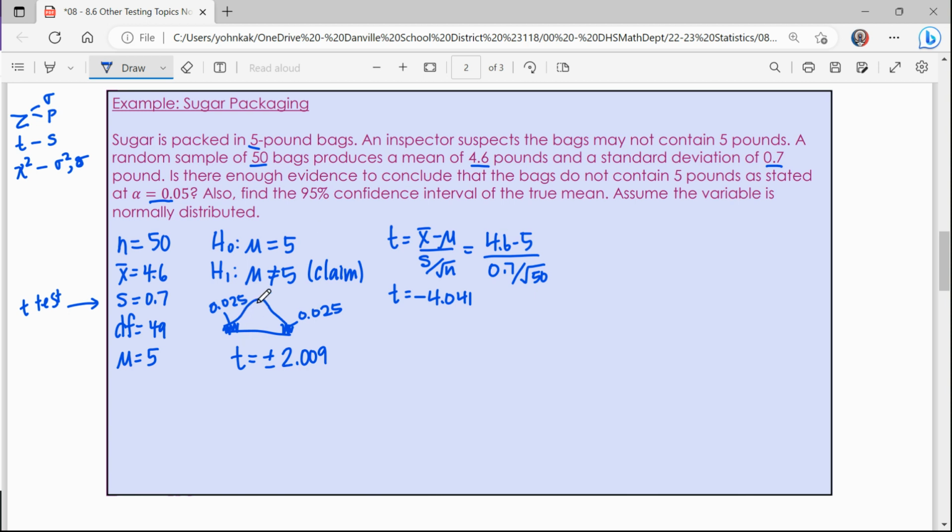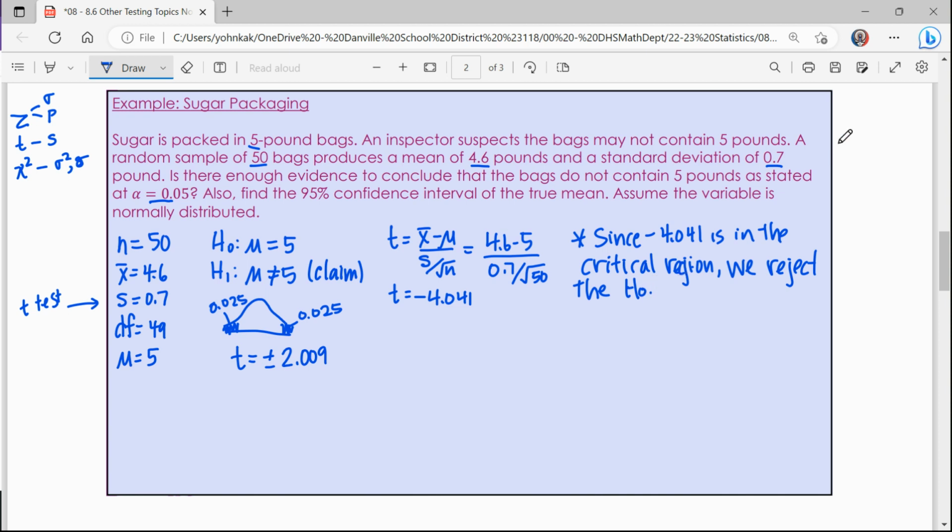Well, it looks like our cutoff for the critical region is negative 2.009. So our test statistic puts us in the critical region, so we are going to reject. Since negative 4.041 is in the critical region, we are going to reject the null. We reject the null.